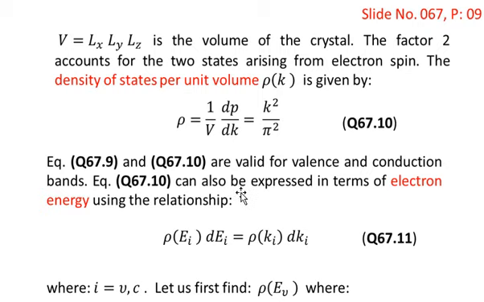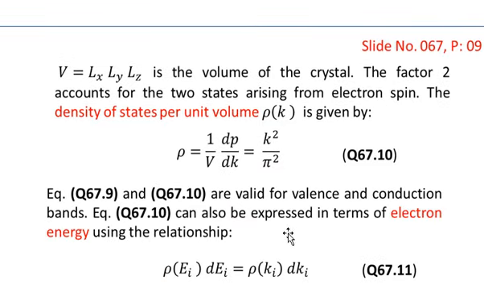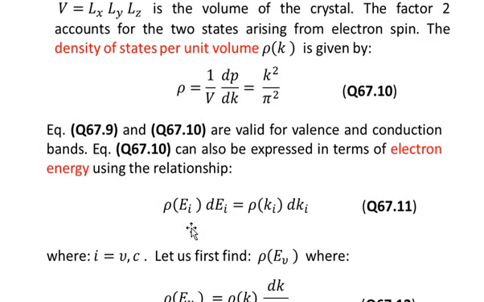This is equation number 9, this is equation number 10. Both are valid for the valence and conduction bands. Equation number 10 can also be expressed in terms of the electron energy using the relationship. So you see that we can now express this relationship in terms of the electron energy. Rho of E_i, you know that E is the energy. I stands for, I has two possibilities.